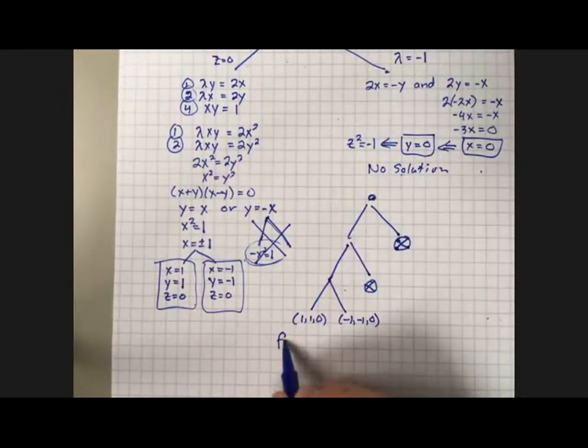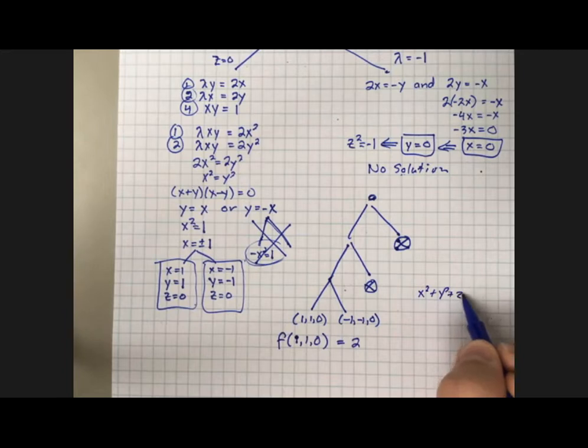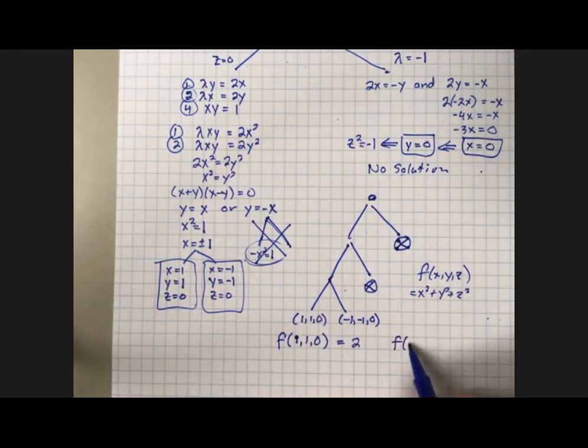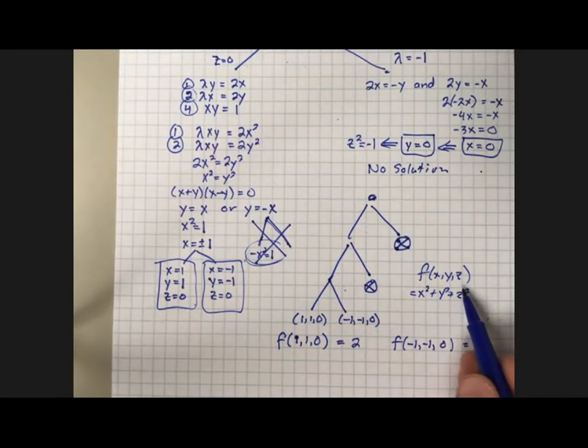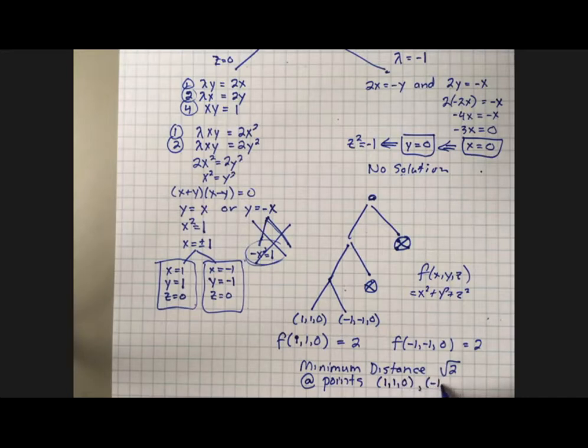Now I check the value of F at both of these points. Here the value of F is 2. Remember, F was x squared plus y squared plus z squared. And here the value of F is also 2. So now remember, F was the square of the distance. So I say the minimum distance is root 2, and at the points 1, 1, 0 and -1, -1, 0.